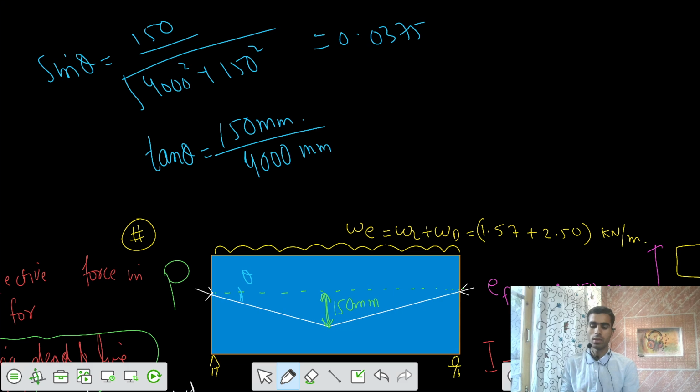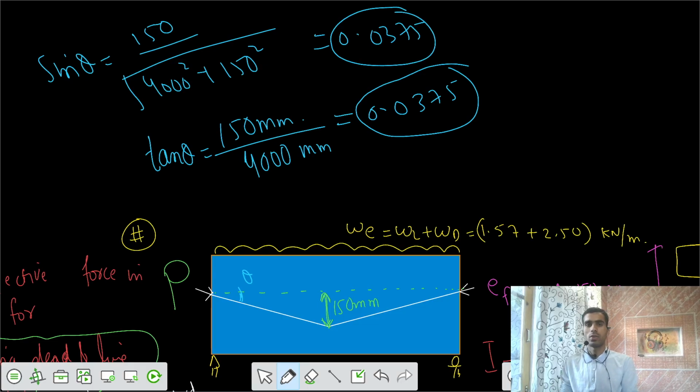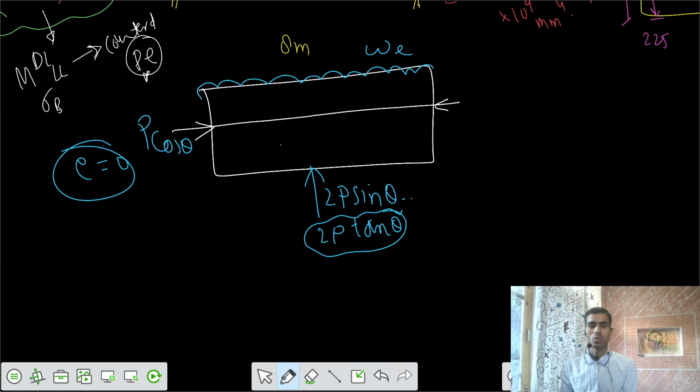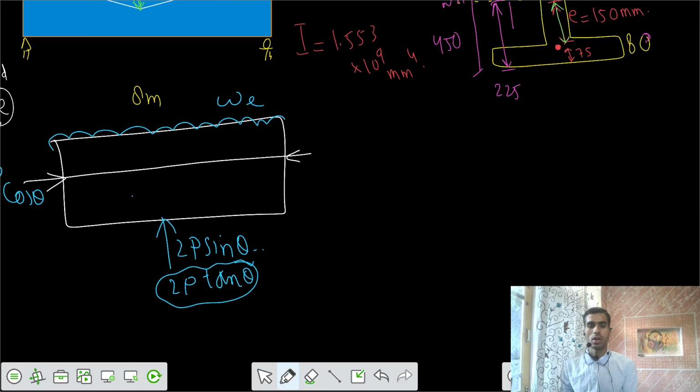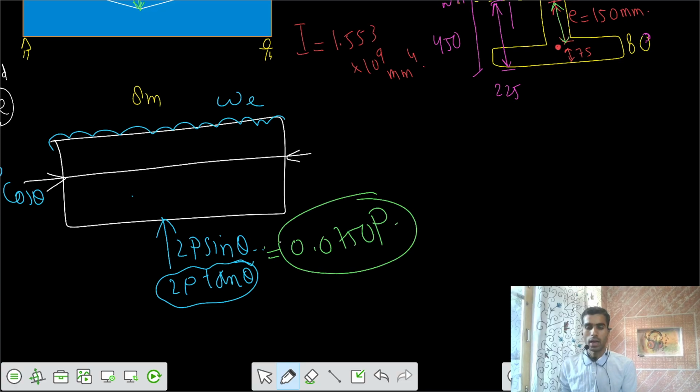And if I solve by the other one, that's 150 divided by 4,000. That's also 0.0375. So both values have the same answer, 0.0375. And the balancing load is equal to 2P sine theta. I don't know the value of P, but I know the value of tan theta, and I have to multiply that with 2. So finally this part comes to 0.0750 times P. And its equation we already know.